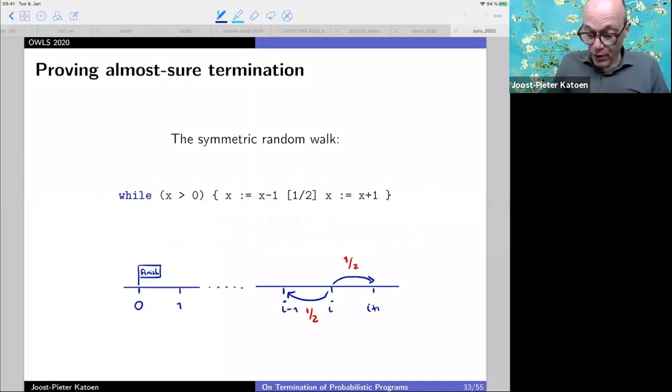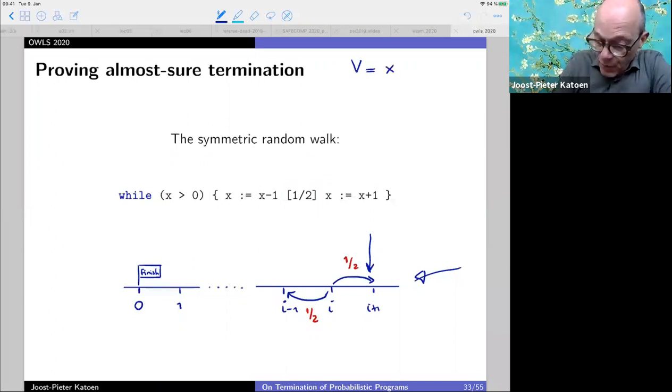Let's look at our example from before, the symmetric random walk. This is the scenario up here: we have this random walk. We start at some arbitrary position, let's say here, and the question is, can we reach the finish? One obvious choice could be to take as variant, as function, simply the position x.